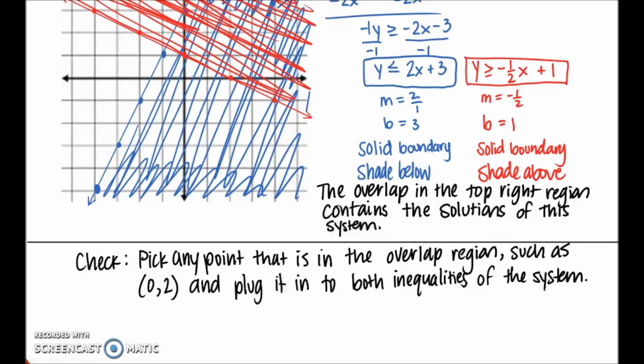In this problem, we're not going to be using the origin because, as you can see, the origin is not in the overlap shaded region. So let's choose (0, 2) and plug it into both inequalities to make sure that it satisfies both.